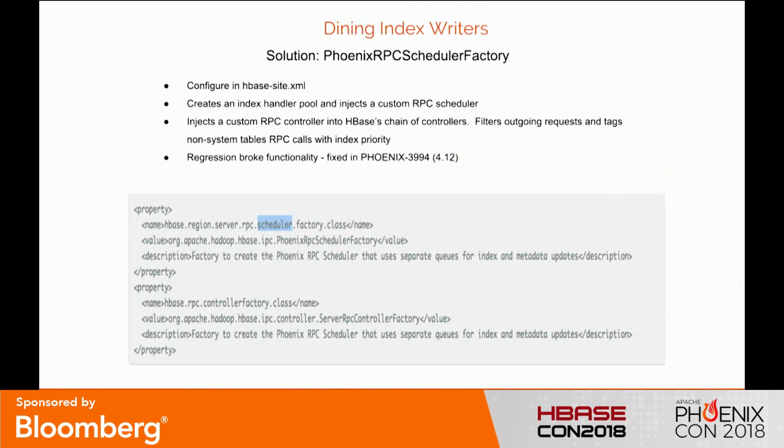So how do we resolve this? In Phoenix, we have this thing called the Phoenix RPC Scheduler Factory. This is something that you configure in your HBase configuration with this XML here. Basically, it injects a custom RPC controller and a custom handler pool in HBase. The handler pool is a special handler pool that only handles index RPC requests. And the RPC controller, on your outbound index writes, marks them as index priority. That's how HBase knows to use the index handler pool.